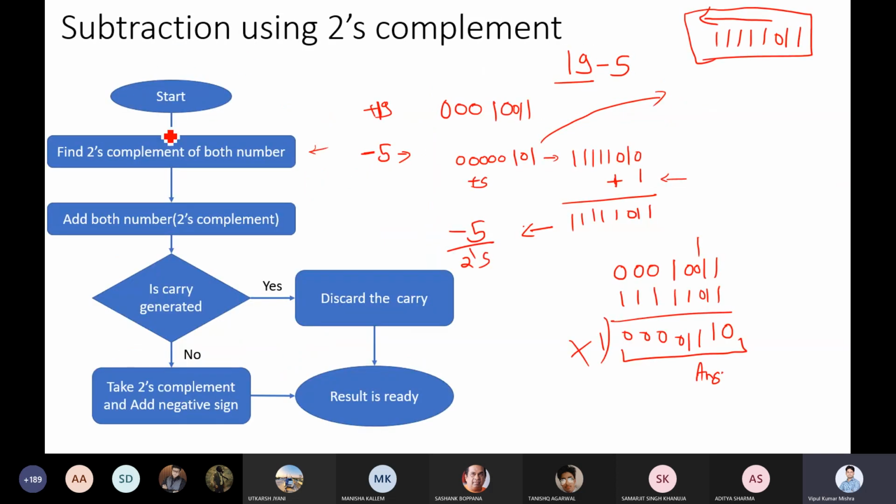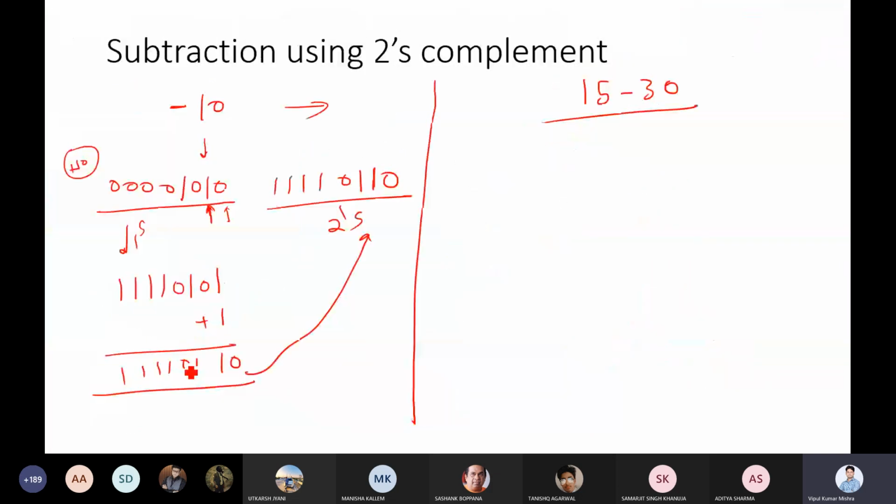Let me open this flow chart for you. So first what you have to do, first you have to take 2's complement, then add both the numbers. So once you added, will a carry be generated? No, then take 2's complement, add negative sign. That we need to follow here. So first, yeah. We need to take 2's complement of both the numbers.